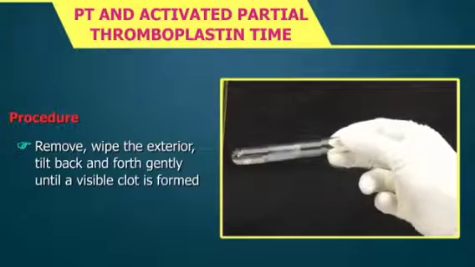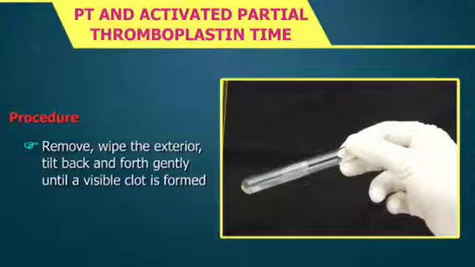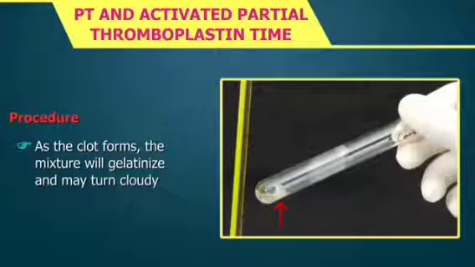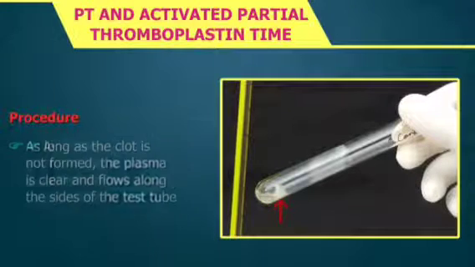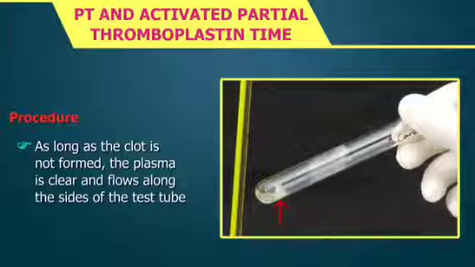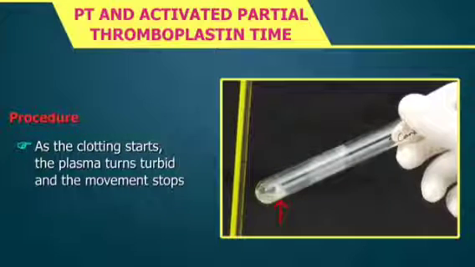Mix until a visible clot is formed. As the clot forms, the mixture will gelatinize and may turn cloudy. As long as the clot is not formed, the plasma is clear and flows along the sides of the test tubes. As the clotting starts, the plasma turns turbid and the movement stops.